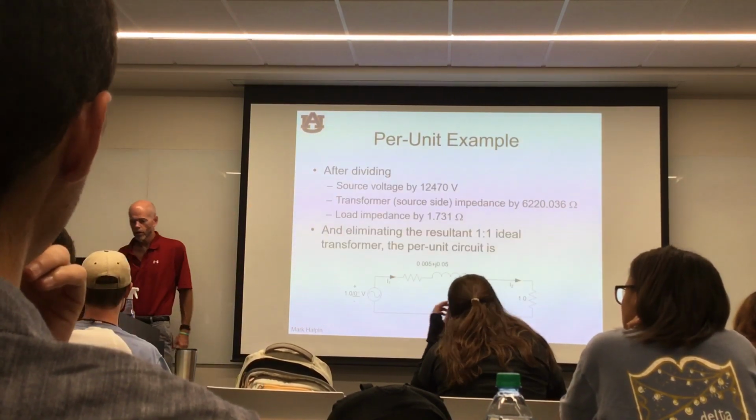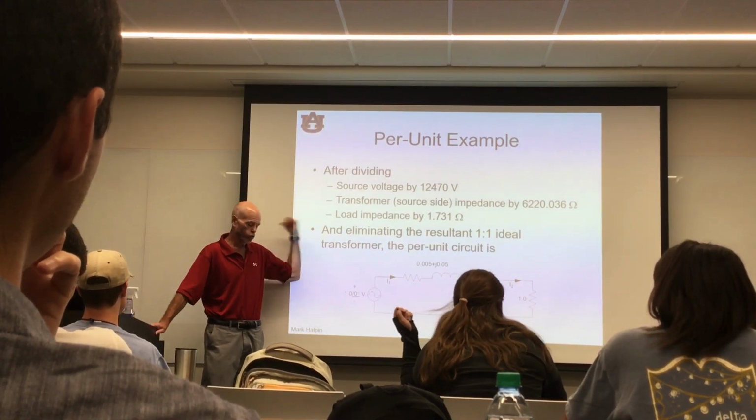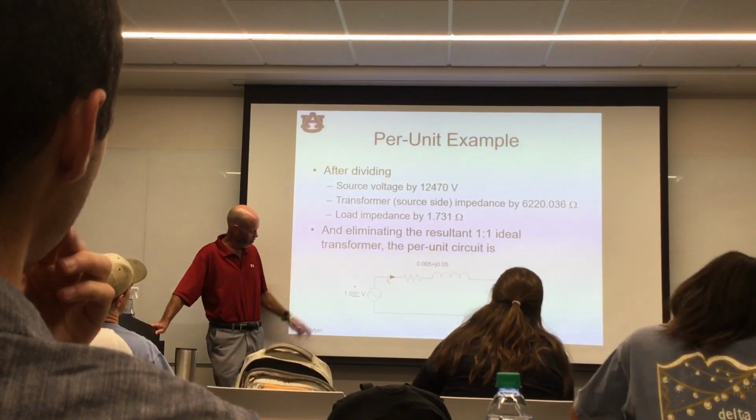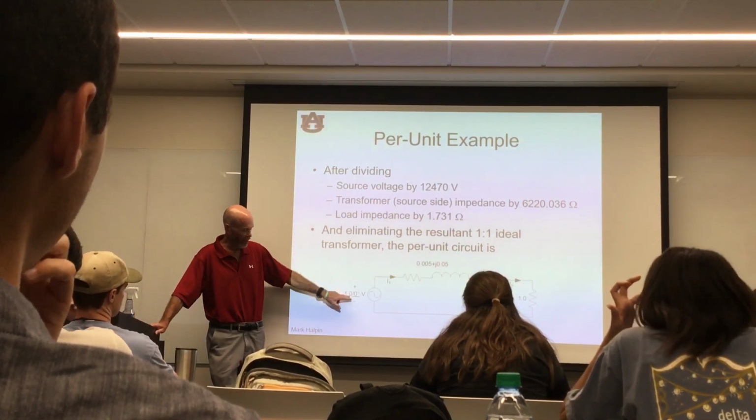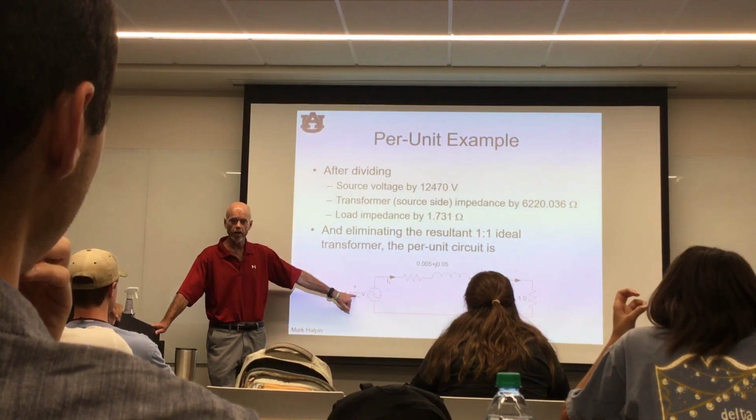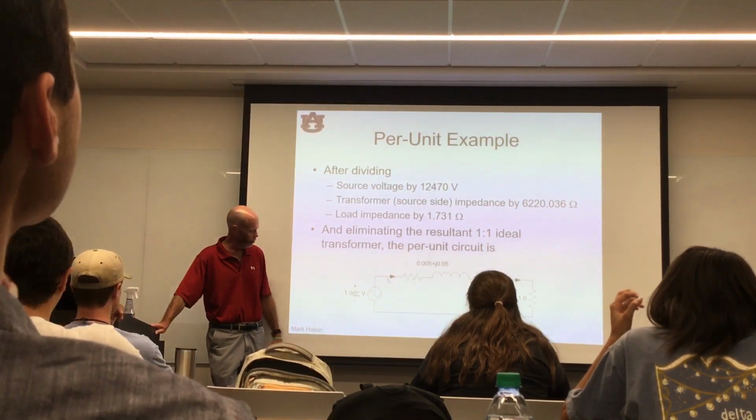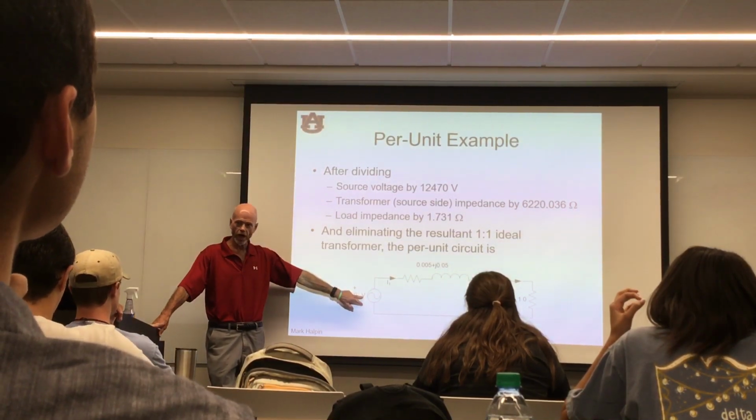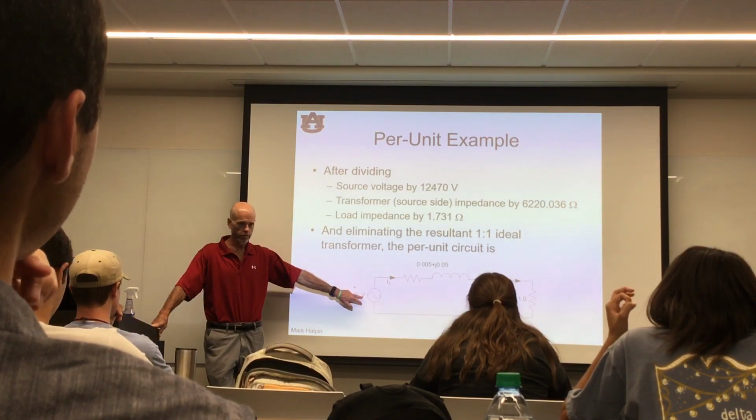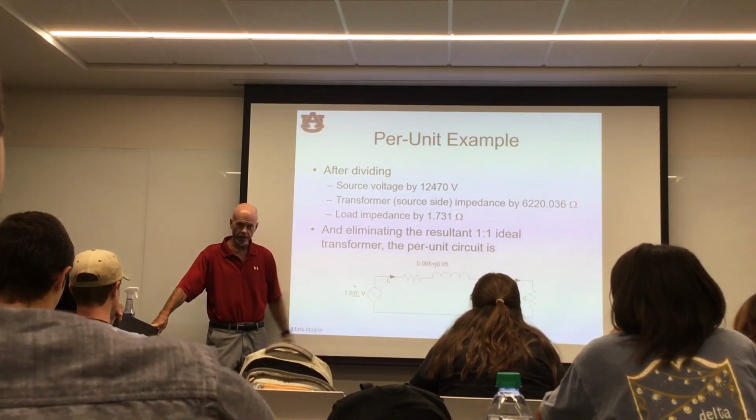All right, so you see that show up here. If I divide 12,470, which was the SI unit voltage, by 12,470, which was the base, I get 1. Notice that putting it in per unit does not change any of the angles. If you divide a complex number by a scalar, it doesn't change the angle. That right there ought to be minus 25. Typo alert. Get rid of that D.